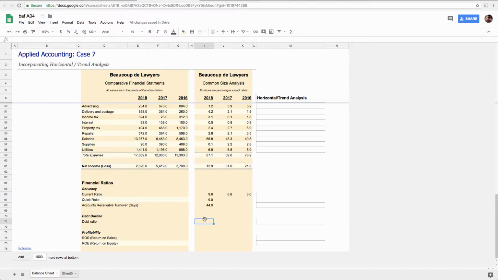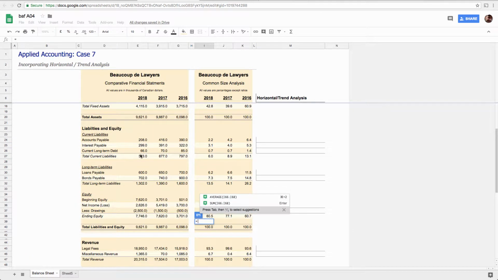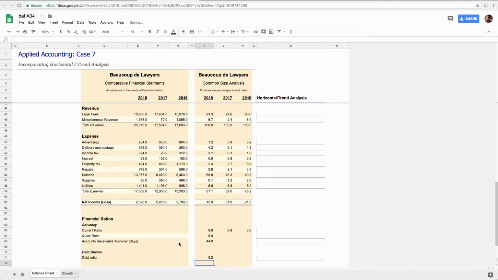Then debt ratio is simply total liabilities. So it's going to be current plus long-term. So there's no total. There's just total current and total long-term. And we divide that number by total assets. That's the debt ratio, except that one's usually a percent, so we should multiply by 100.